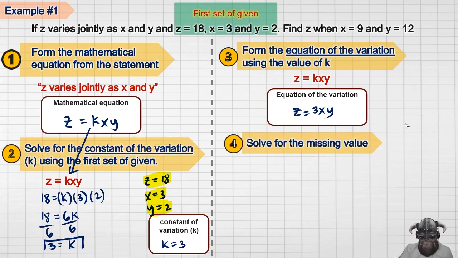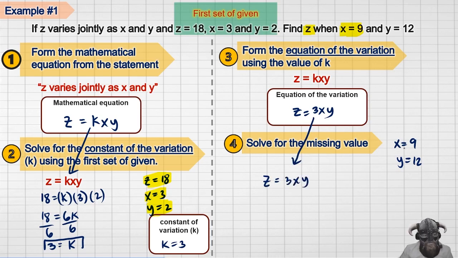So we'll try to use that to solve for the missing value. So first, sabi dito, the missing value is z. So find z when x is equal to 9. So given na tayo, ang value daw ng x ay 9 and then the value of y is 12. So we'll try to use that one. At the same time, gagamitin din natin itong equation of variation. So kopyahin lang natin, z is equal to 3xy.